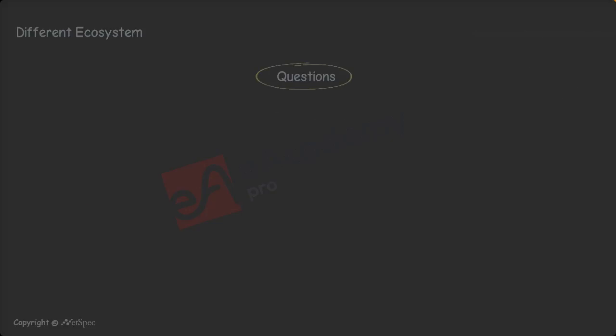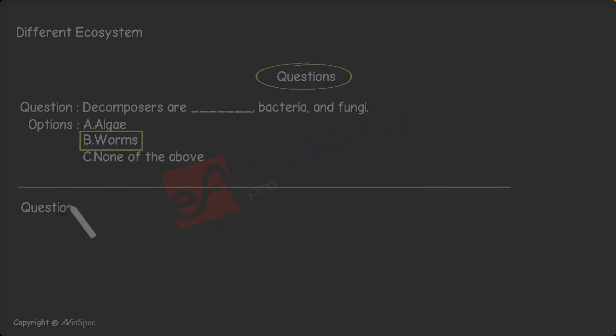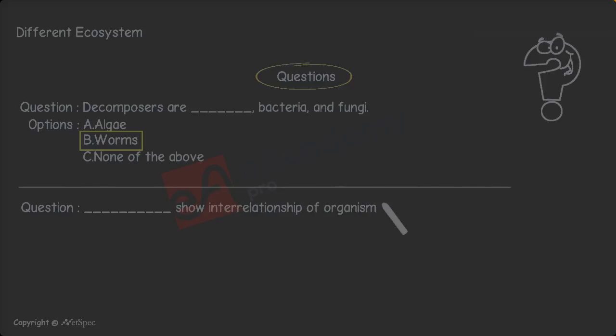Questions. Number 1. Decomposers are dash, bacteria and fungi. The options are A. Algae, B. Worms, and C. None of the above. The correct answer is option B. Worms.